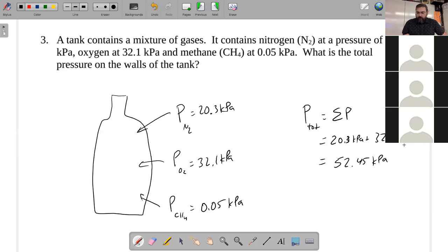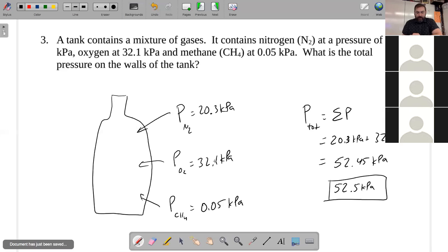But because the 20.3 and the 32.1 are only good to the nearest tenth, a good answer would be 52.5 kilopascal. And it's not 52.5 because it has three significant figures. In fact, the 0.05 only has one significant figure. But whenever you add values, the number of decimal places in the answer should be as many as whichever one has the fewest number of decimal places, and both the partial pressures of nitrogen and oxygen are only to the tenth of a kilopascal. So the answer should only be to the tenth of a kilopascal.